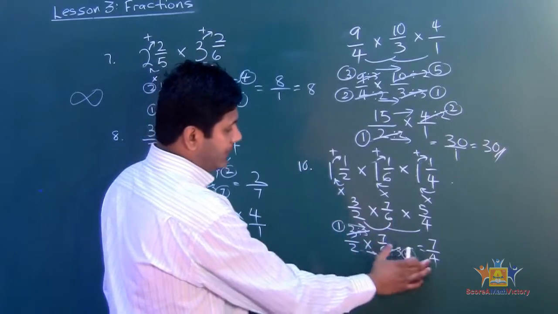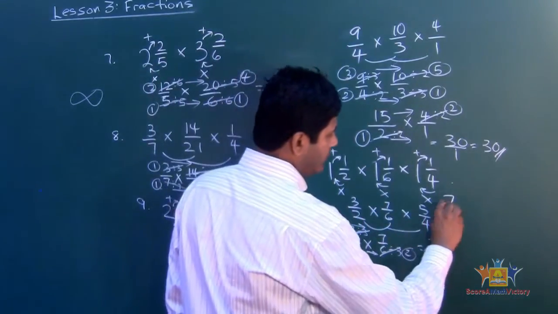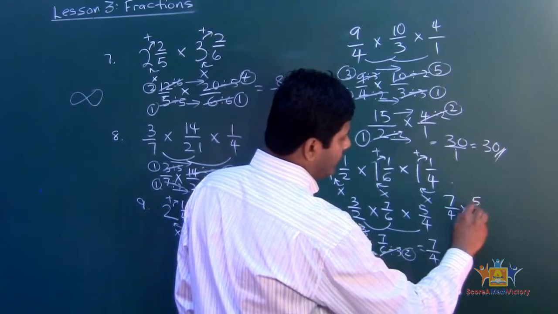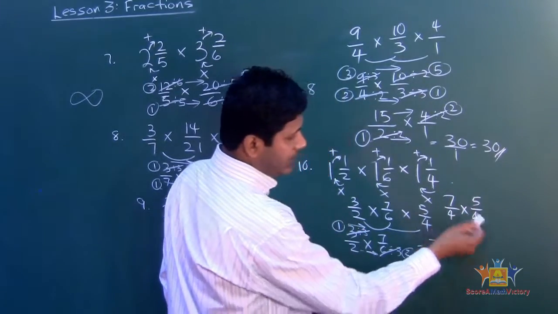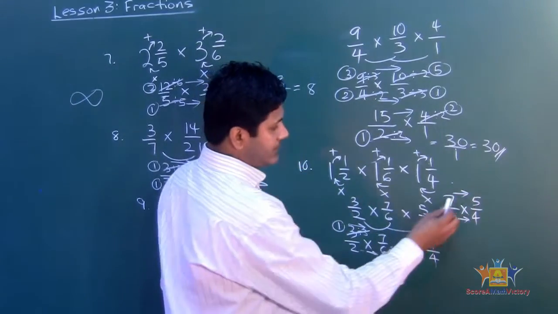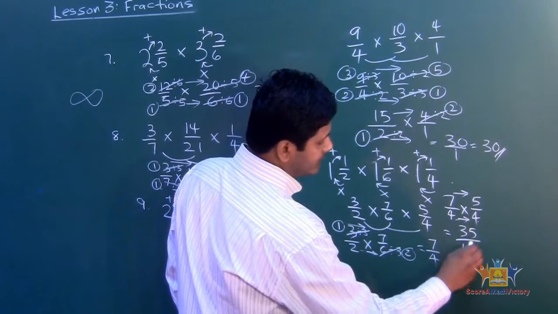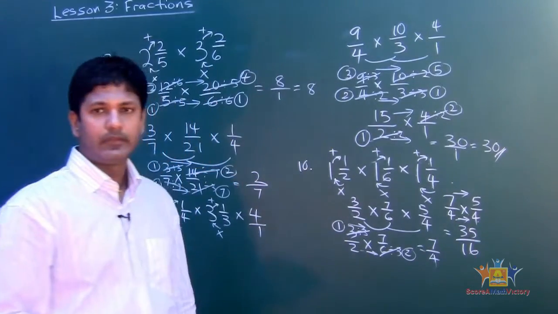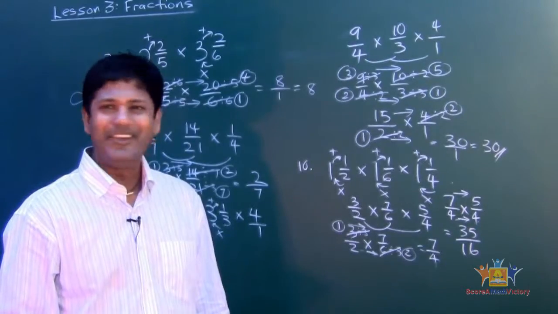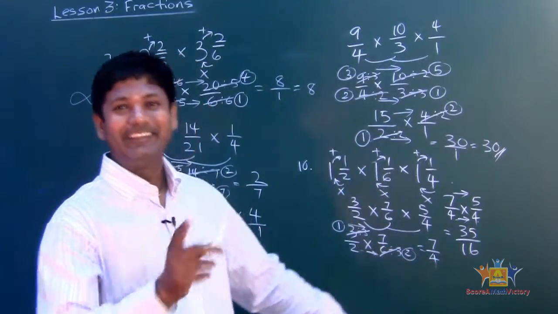Now we're going to take that 7 over 4 and multiply it with the 5 over 4. Can I simplify? No. So I'm going to use the double arrow method. 7 times 5 is 35. 4 times 4 is 16. Am I done? No. Why? Because it's an improper fraction. That means what are you going to do?